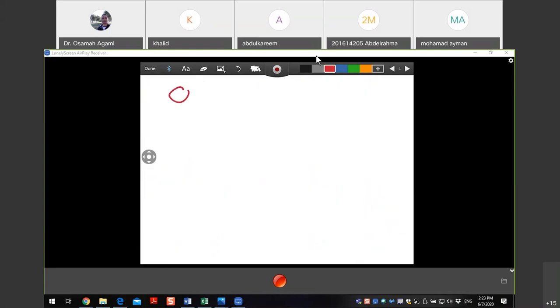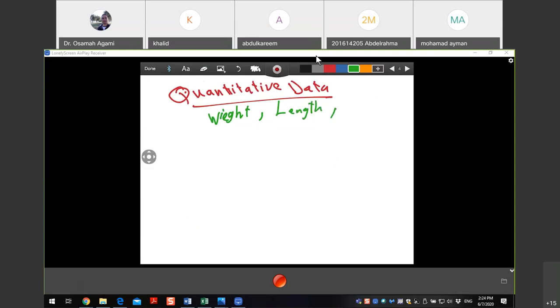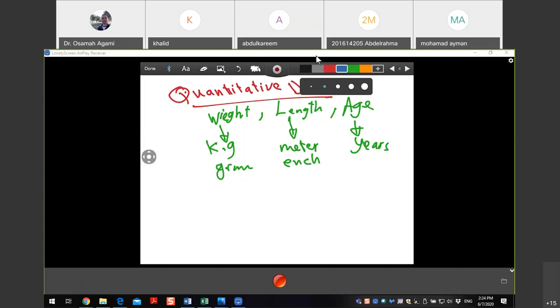I finished the qualitative data. I go for quantitative data, from the name, quantity. Quantity means what? If I go for the weight, the length, age, all of these have measurement. The age you can measure in years, length in meters or inches, weight in kilograms or grams. So I have a measurement here and I have a number. And not only this, the quantitative data also has two types. Discrete.